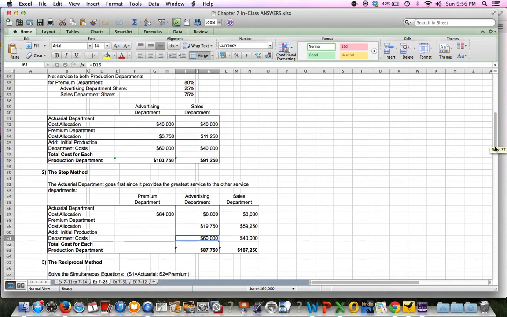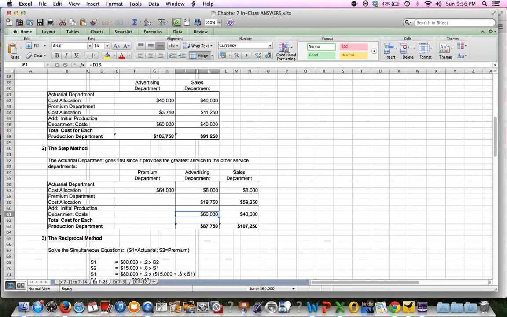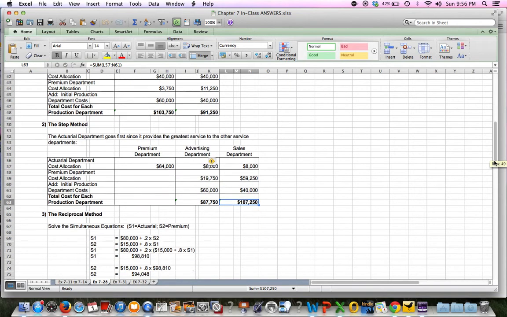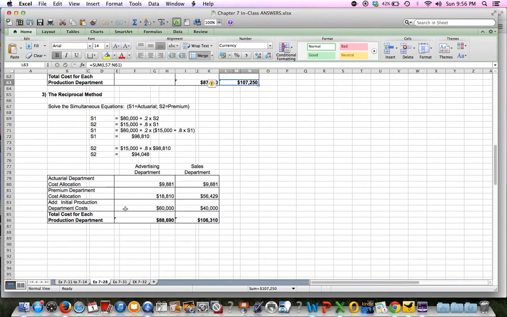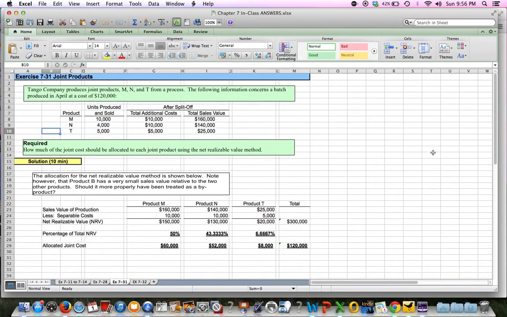So you can see actually with this one, we got very different numbers between step and direct between the 2 departments. It did change quite a bit. For the first example, for 7-11 to 14, it really didn't change that much. And then we are skipping the reciprocal method. We do not have to worry about that. So let's go to 31. And for 31, you can see with 31 what we're doing is, let me get to my notes here, one second.